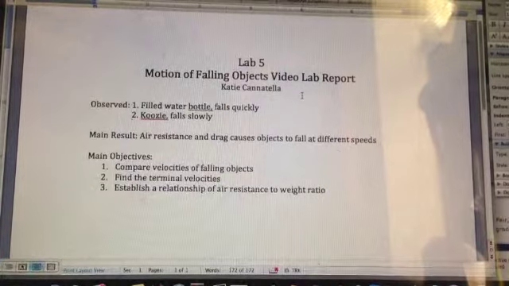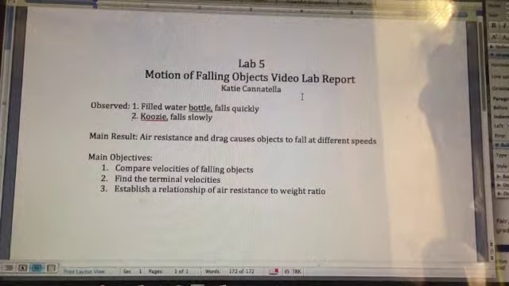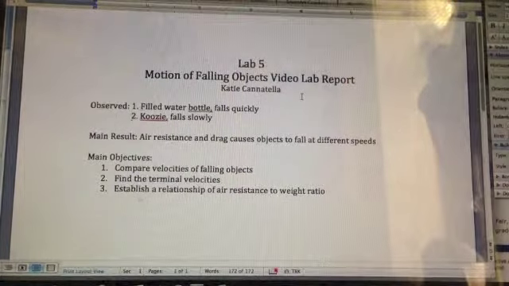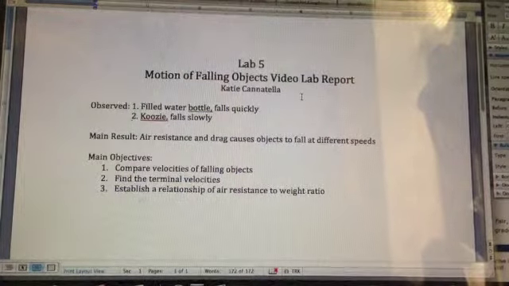The main objectives of this experiment were to compare velocities of falling objects, find terminal velocities, and establish a relationship between air resistance and weight ratio.